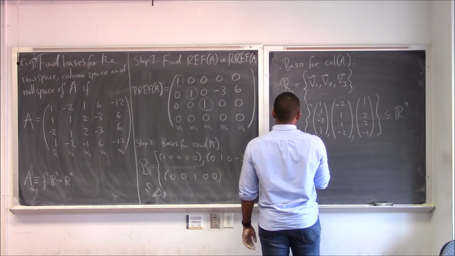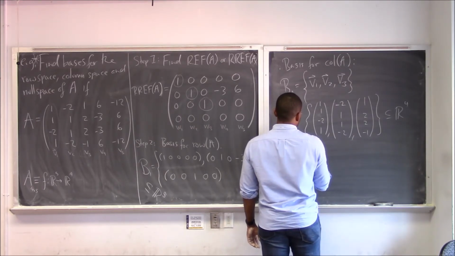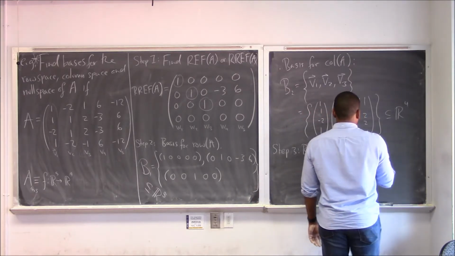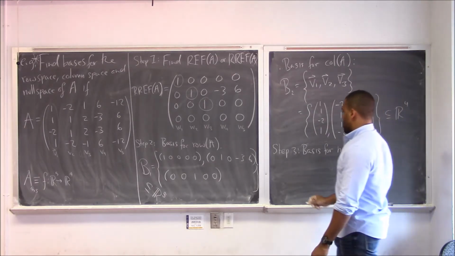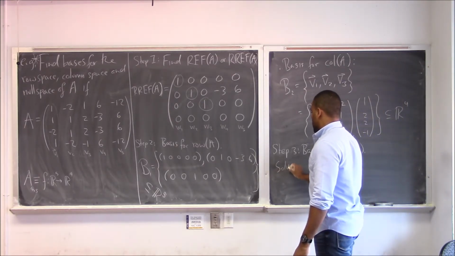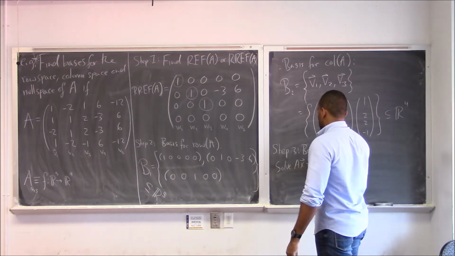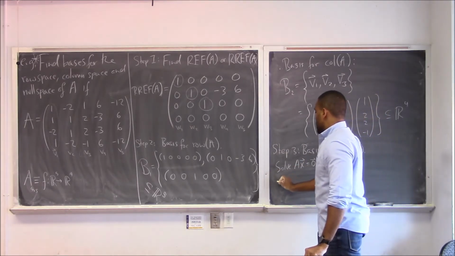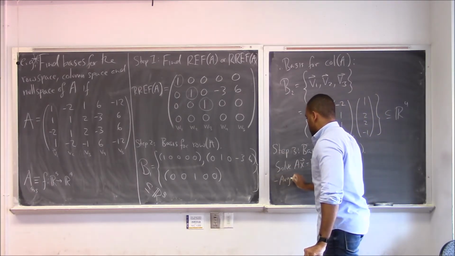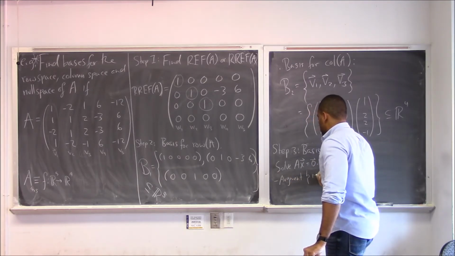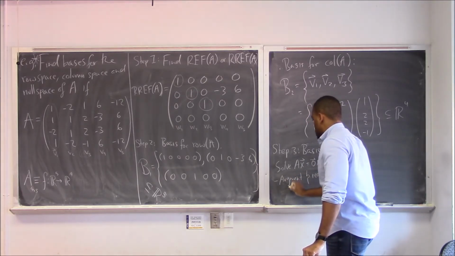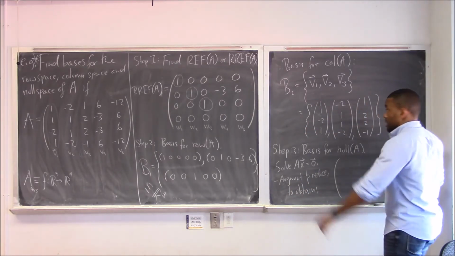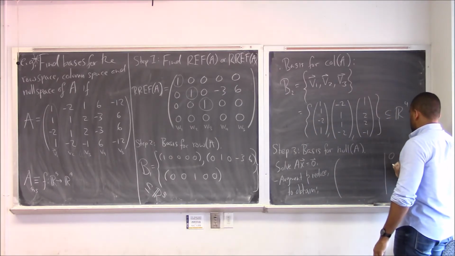For the null space, you have to go a little bit further and do a little more work. Basis for null space. So here what you would do is you want to solve AX equals 0. We could use this to our advantage, but we still have to do some more. The idea would be to augment and reduce to obtain. What you would obtain is that guy augmented with the 0 at the end.